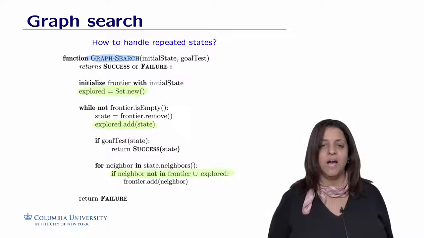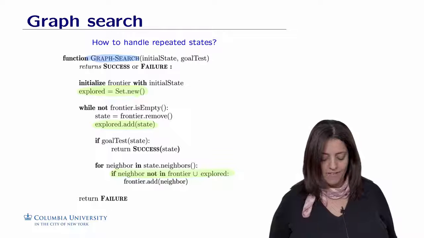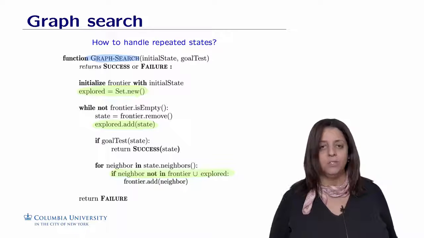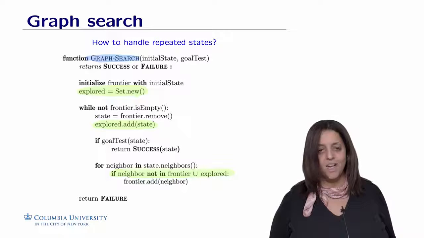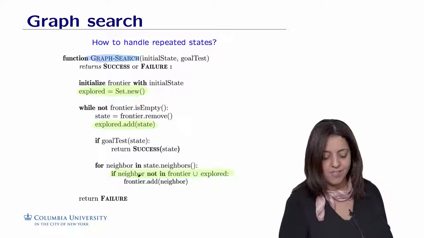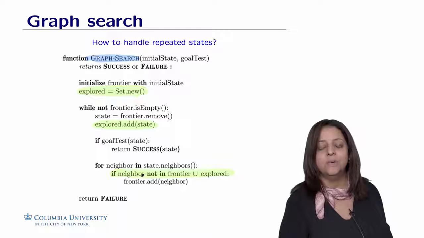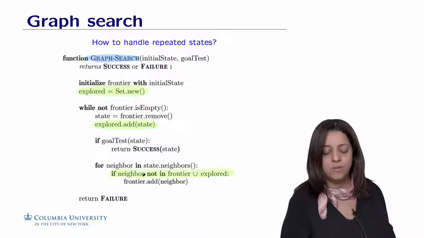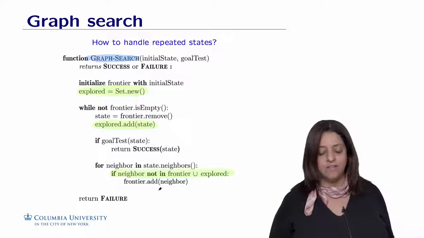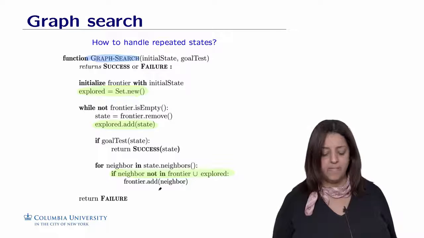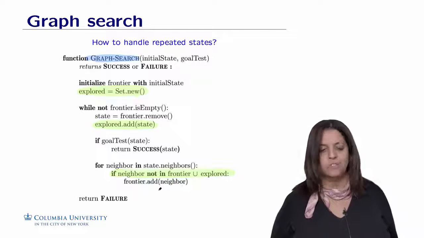So by doing so, in our previous example, once we have explored San Francisco and we go to Los Angeles, the neighbors of Los Angeles include San Francisco, but because San Francisco is already in the frontier or the explored set, we avoid that and only explore the nodes that have not been explored before. This will avoid an infinite loop of bouncing between Los Angeles and San Francisco in our search.